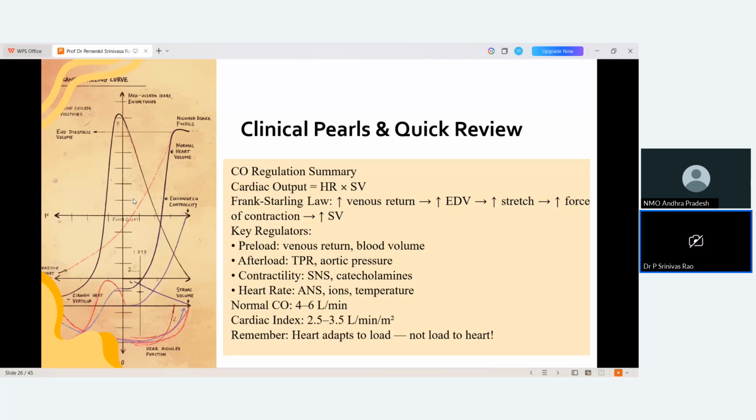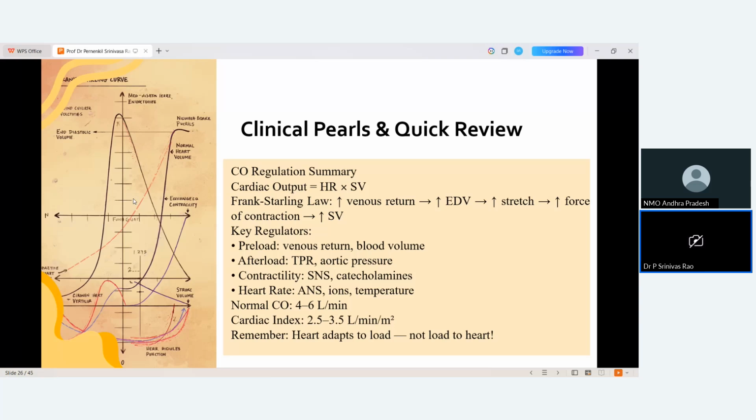So what are the key regulators of the cardiac output? Preload, afterload, contractility, heart rate. Most important are preload, afterload, and contractility. Heart rate only if there is a severe bradycardia. Preload depends upon what? Venous return, blood volume. If the blood volume is low, like what happens in hypovolemic shock, then the stroke volume will reduce. When the venous return increases, for example, I told you about the skeletal muscle pump also, which causes an increase in the venous return.